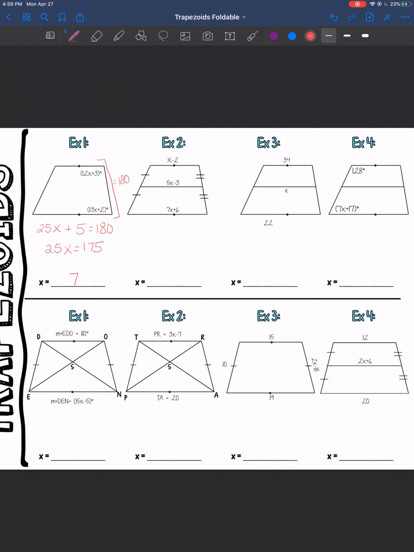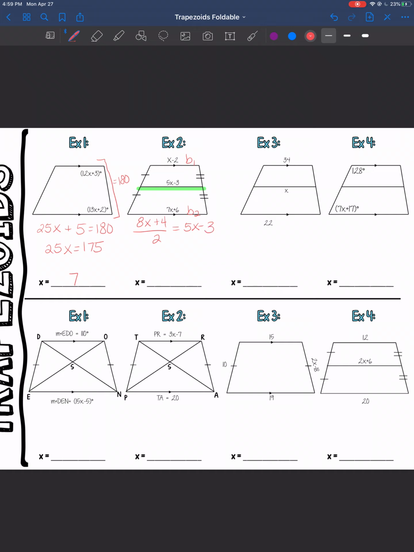In the second example, we're given two values for the bases. So this would be base 1 and base 2. And we're given the length of the midsegment. So to set up an algebra equation, I need to add the bases together and divide by 2. So that would be 8x, 6 and negative 2 is 4. Divide by 2 and set it equal to the midsegment length.